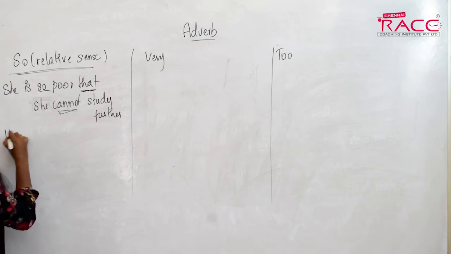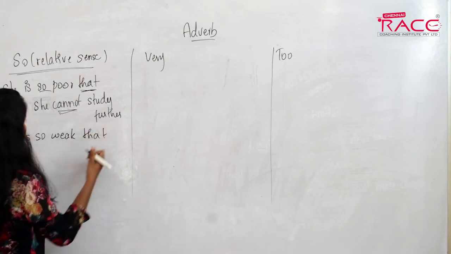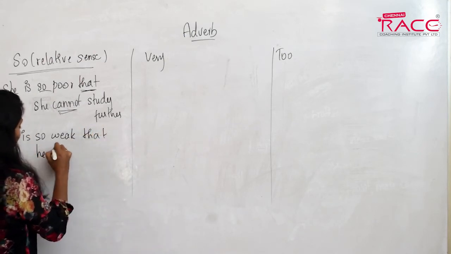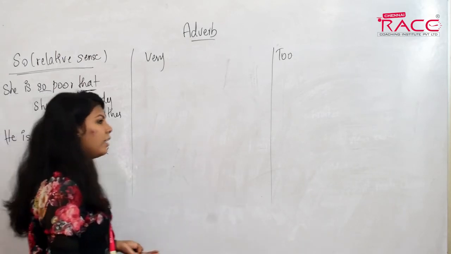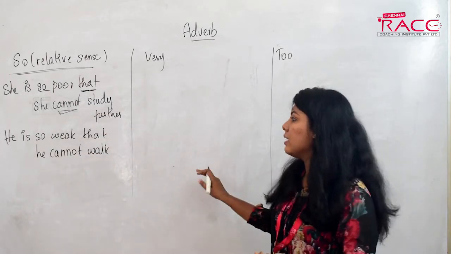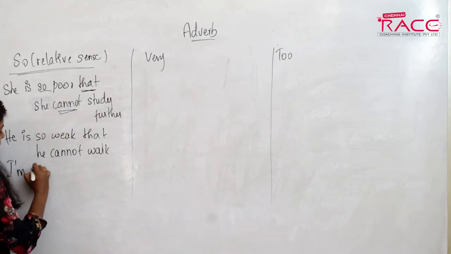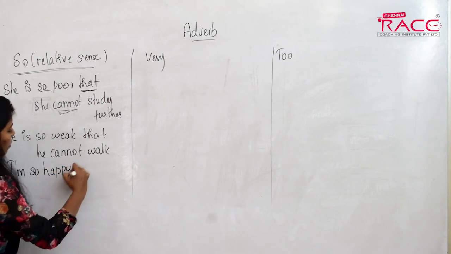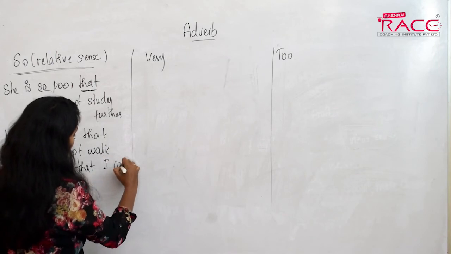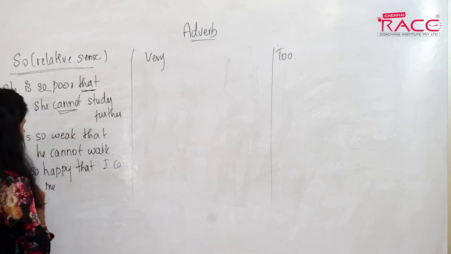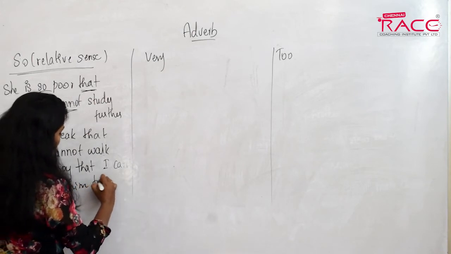We can also say he is so weak that he cannot walk. He cannot walk is one thing, and he is weak is another. To relate these two things, we say he is so weak that he cannot walk. I can also say I'm so happy that I can finally meet him today.